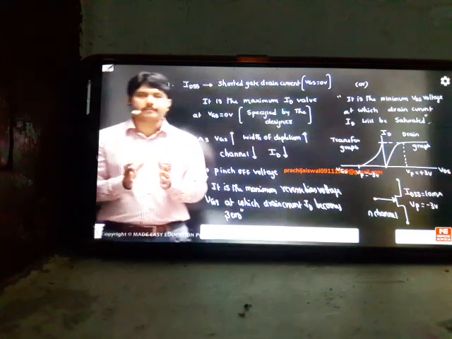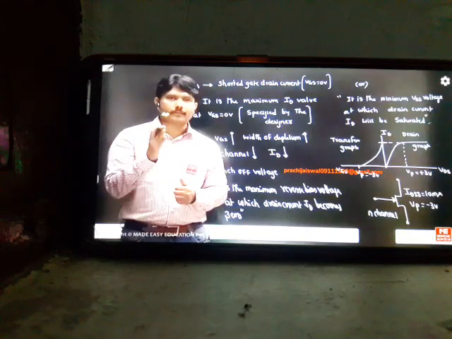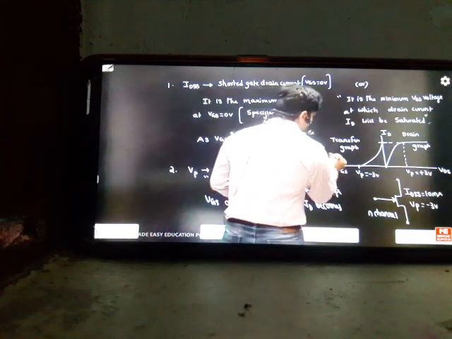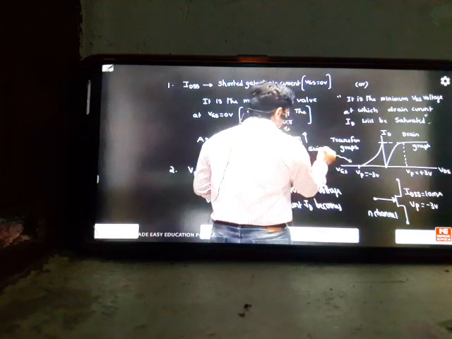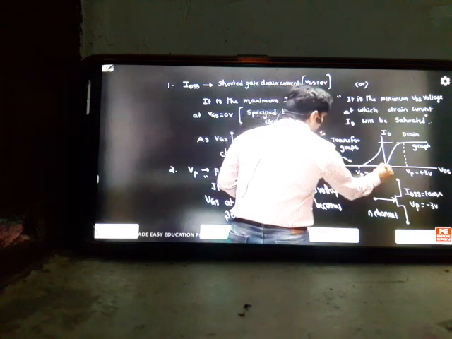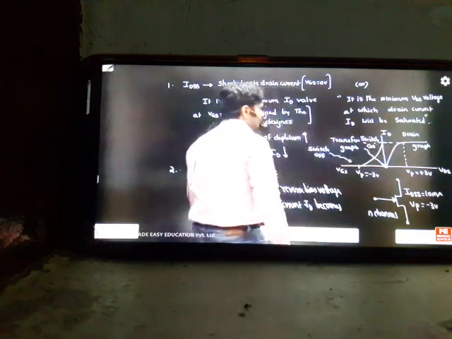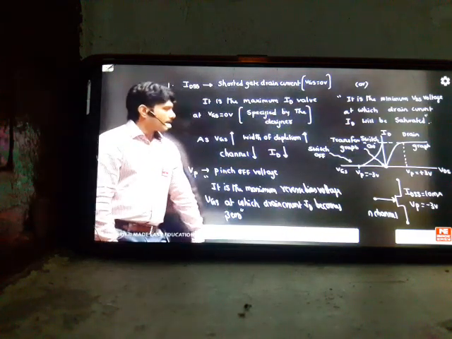IDSS equal to 10 milliamps means it's the switch on current of our device. VP equal to minus 3 means the switch is getting off there. That's called the switch on, switch off conditions. So you can say that at this point your switch is off, and at this point your switch will be on. This is the switch on, switch off behavior of a JFET. At 0 volts it will be switch on. At minus 3 it will be switch off.